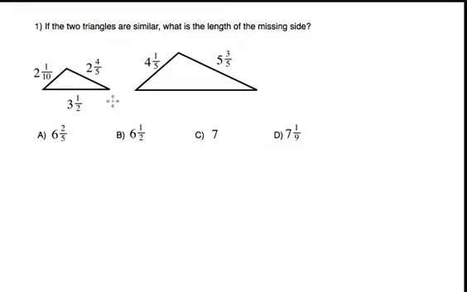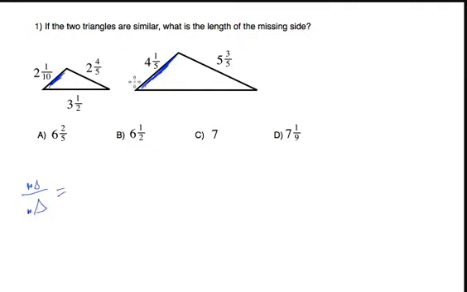Okay, number 1. If the two triangles are similar, what is the length of the missing side? All right, this should be easy by now. This side corresponds to this side. So the blue side of the small triangle, we're going to compare to the blue side of the big triangle.